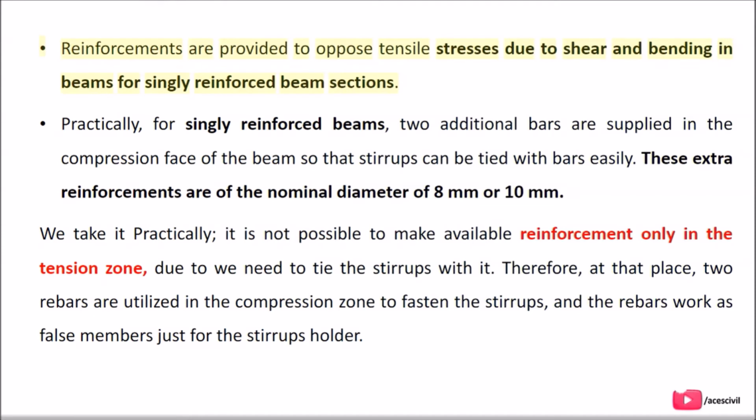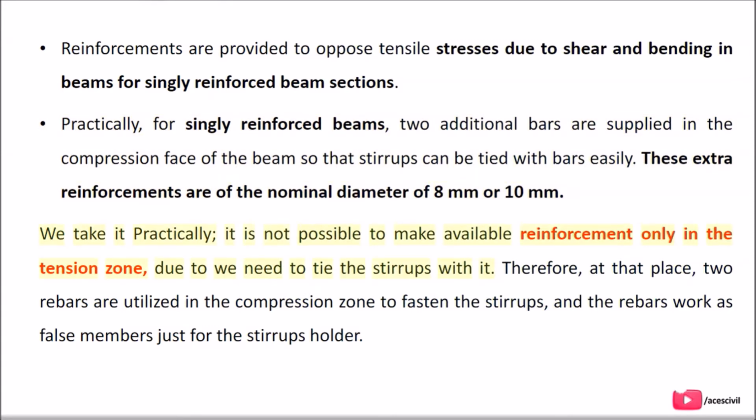Reinforcements are provided to oppose tensile stresses due to shear and bending in beams for singly reinforced beam sections. Practically, for singly reinforced beams, two additional bars are supplied in the compression face of the beam so that stirrups can be tied with bars easily. These extra reinforcements are of nominal diameter of 8 mm or 10 mm.